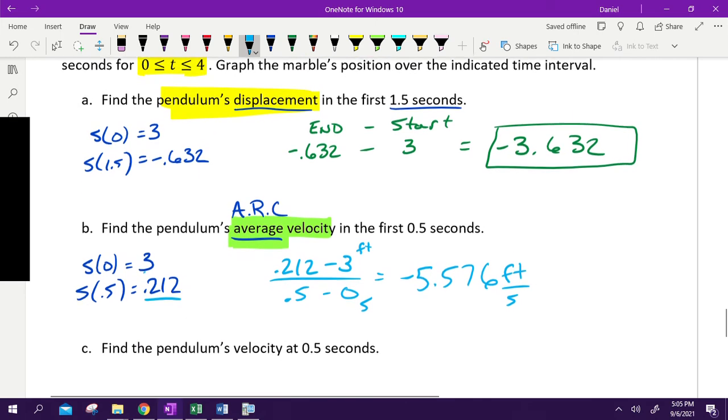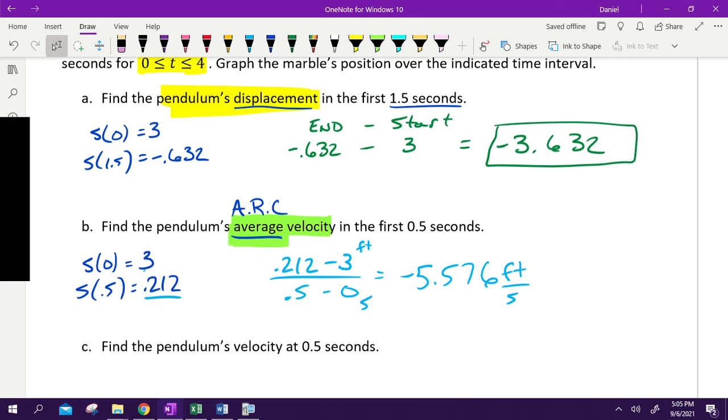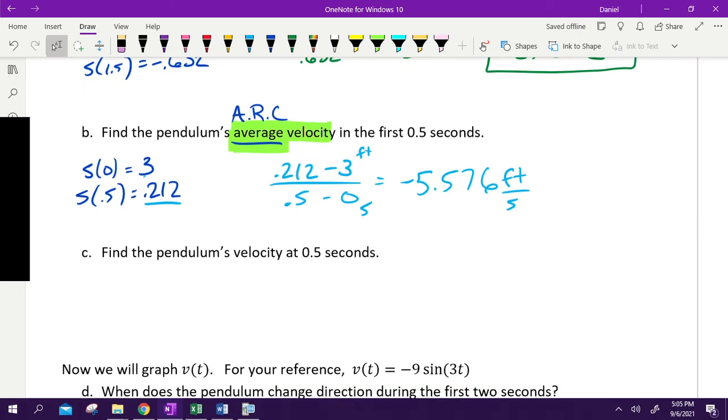On your homework, it asks for average acceleration. So if you wanted to find average acceleration, what would you need to find the slope of? You would want to find the slope of velocity. All right, hopefully that makes sense to you. If not, ask me questions. All right, let's keep going.